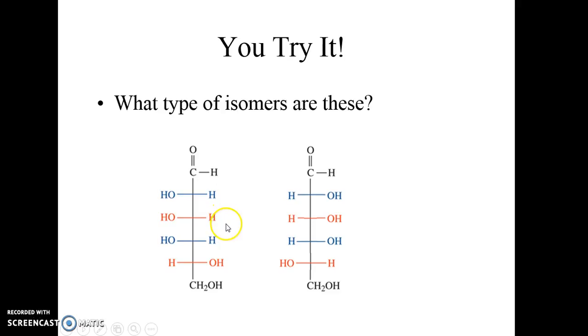And what type of isomers are these? Well, if we look, we can see all the functional groups are the same, but on the chirality, they're exactly the opposite. These are mirror images, and they're non-superimposable because of the chirality. So these are enantiomers.